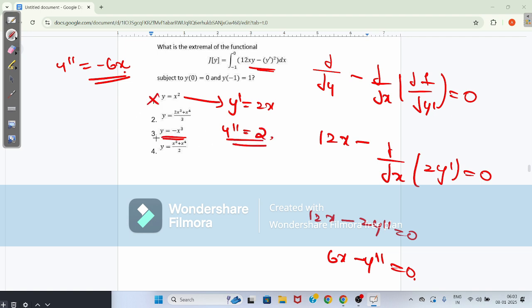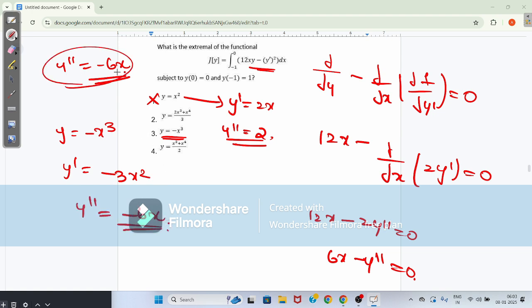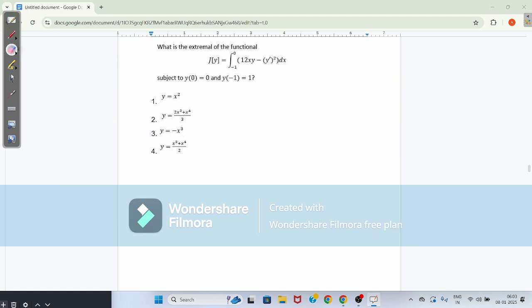Now consider for this, y is equal to minus x cube. So y dash gives minus 3x square, and y double dash gives minus 6x. Which is the correct option? Required option is this only. So option 3 is the correct option here. You can again notice that y double dash is equal to minus 6x here. In this answer, you have the minus in this term only. In all these terms, you don't have a minus. So this option is the correct option here.